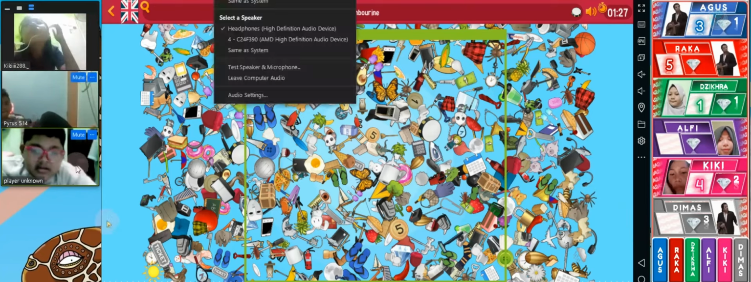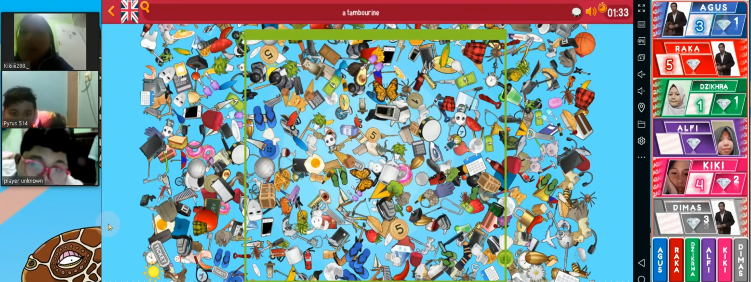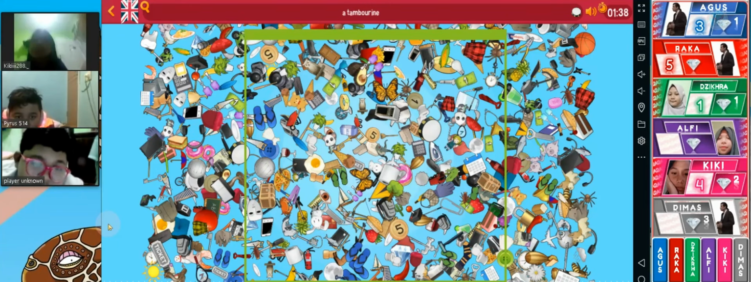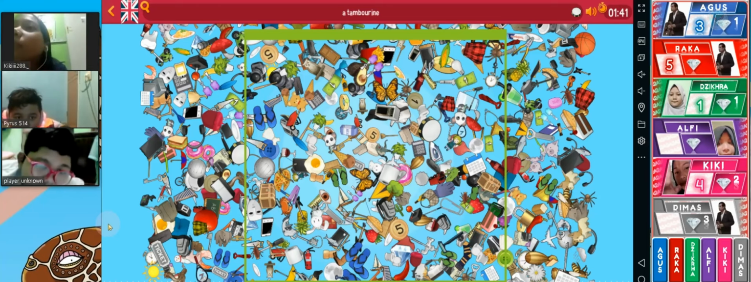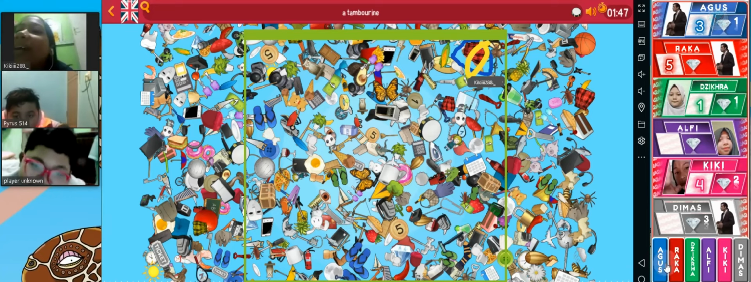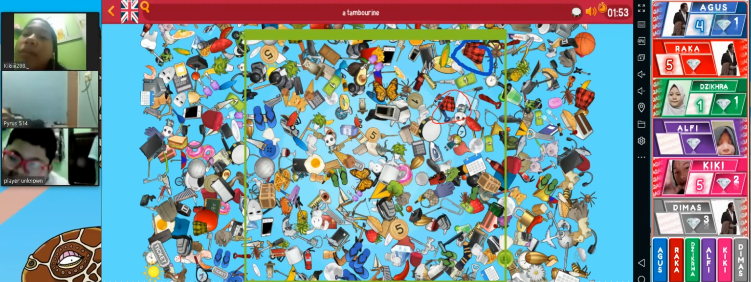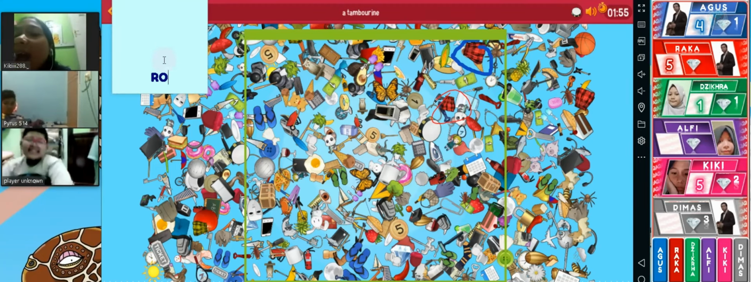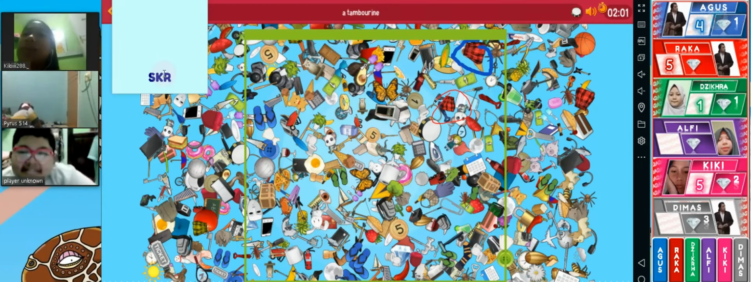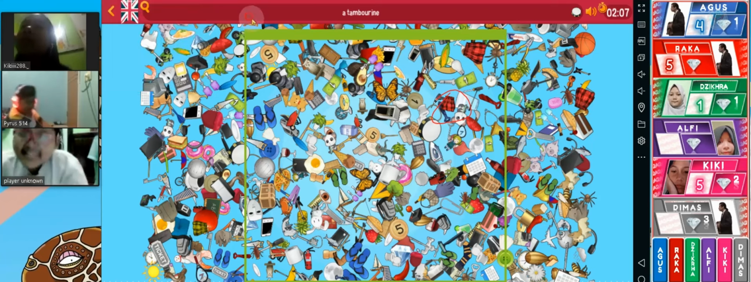So this is a kind of clothes. If a boy wears it, it's gonna be funny because it's only for girls. Okay, that's it. What's the name? Skirt. Skirt. Amazing. Oh my god. All right, next.